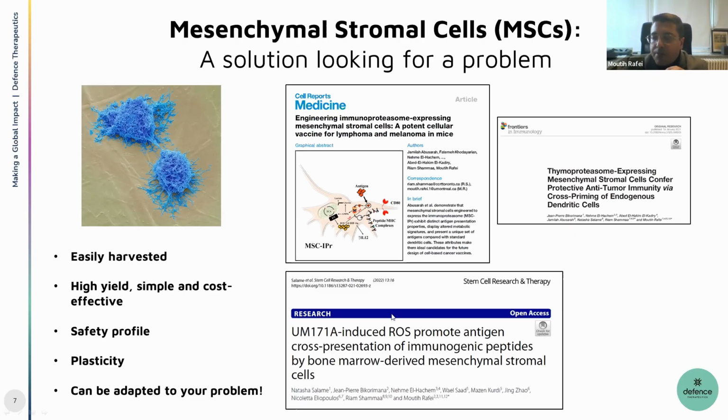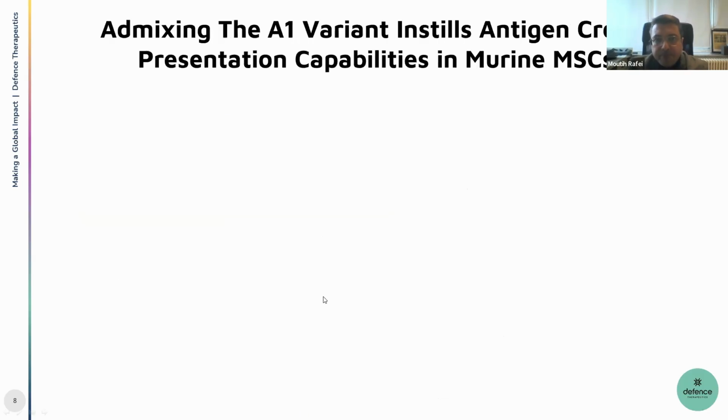So this approach is kind of interesting to us because it really simplifies the manufacturing process, as opposed to having to generate a lentiviral vector under GMP conditions and move forward. Based on that, we conducted a very small high throughput screening with different A1 variants, and we tested two approaches. The first one was using A1-linked antigens versus admixing the A1 variants with the antigen.